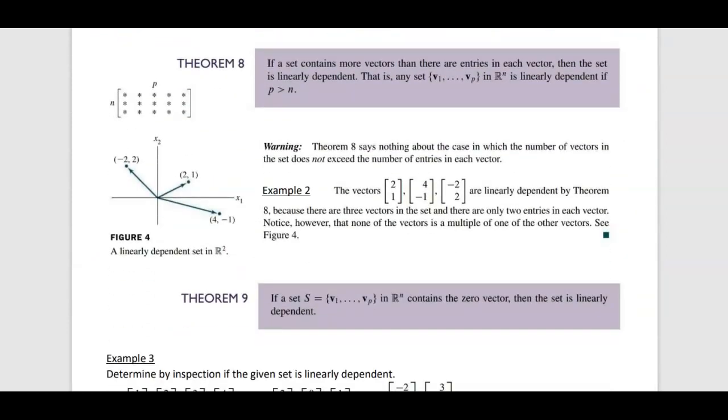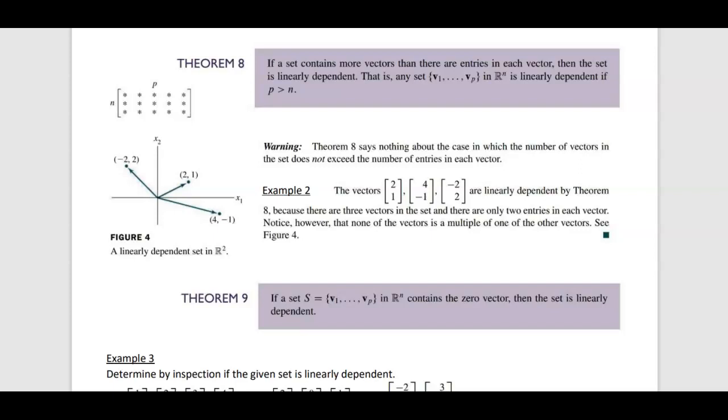If a set contains more vectors than there are entries in each vector, then there has to be linear dependence. So if p is greater than n in that little diagram, then there has to be a linear combination going on. Think about it: you're not going to have a pivot in each one of your rows. So this violates a lot of that Theorem 4 that we talked about. So let's look at example 2, and it's just written out here. We don't really need to write a whole lot. It's just a little snippet from the book.